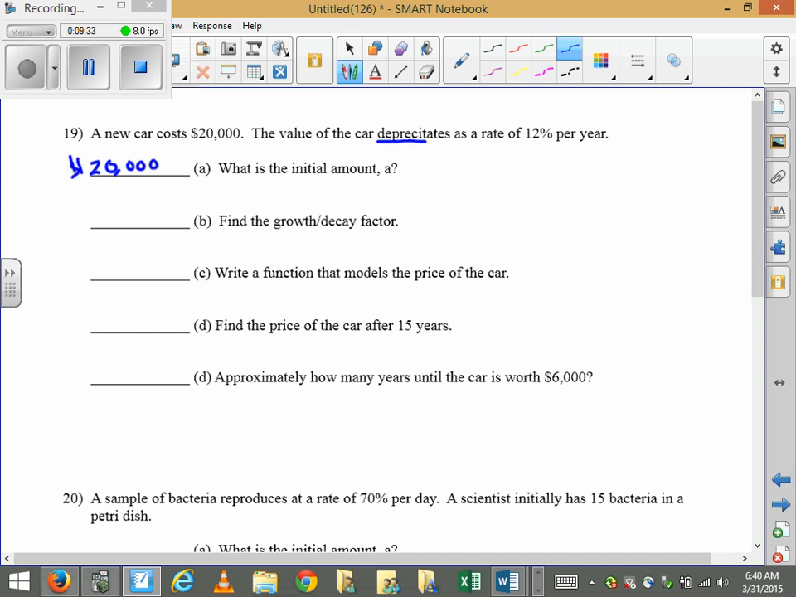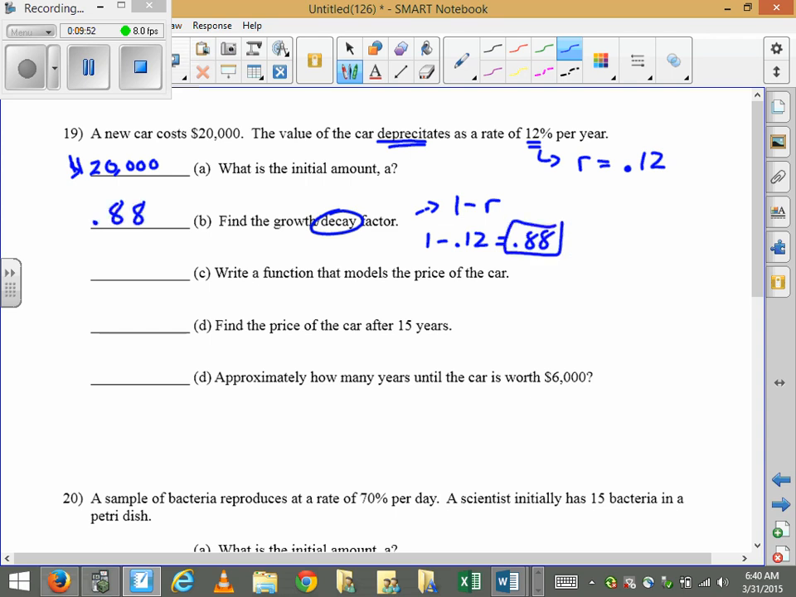So the decay factor, right? This is depreciating. So remember, a decay factor means we have to do 1 minus R. Here the R, right? Since it's 12%, that's 0.12. So for us, our decay factor is going to be 1 minus 0.12, which is 0.88. So there's our depreciation value.